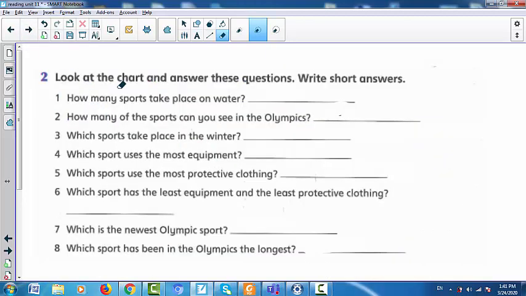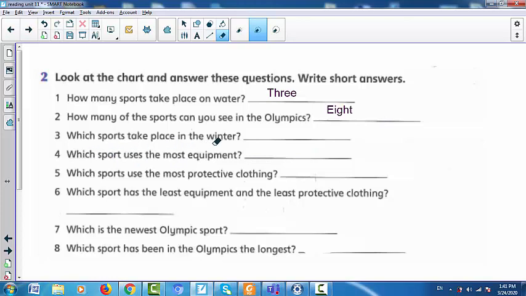Exercise 2. Look at the chart, so you'll find the answers in the chart, and answer these questions. Write short answers. We don't need long answers, short answers. How many sports take place on water? Go back to the chart and find out. Three. How many of the sports can you see in the Olympics? If you go back to the chart, you will find that we have 8 of them.